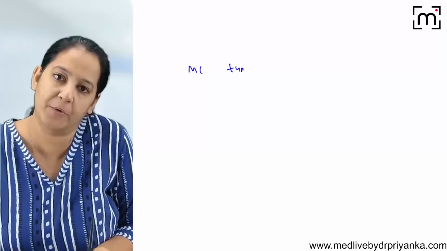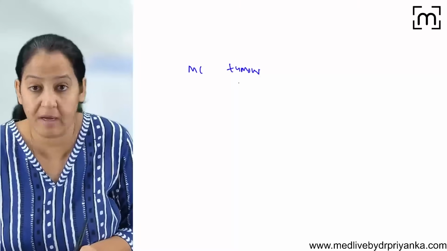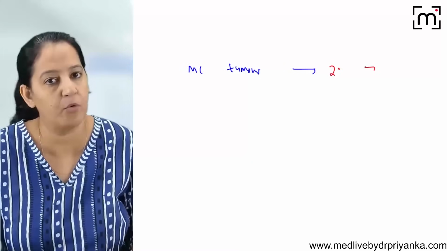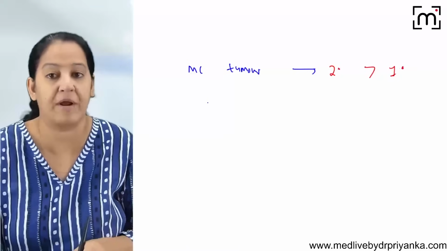Most common tumor in the bone. Which one? Among it is secondary. So this one is simply secondary bone tumor. Secondaries are more common than primary. Now let's talk about primary.